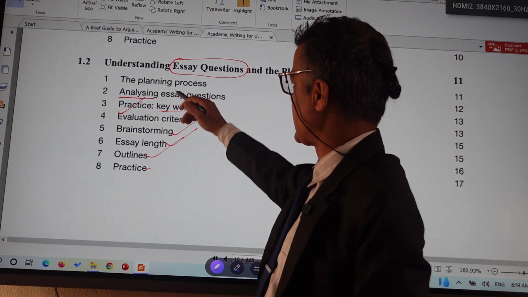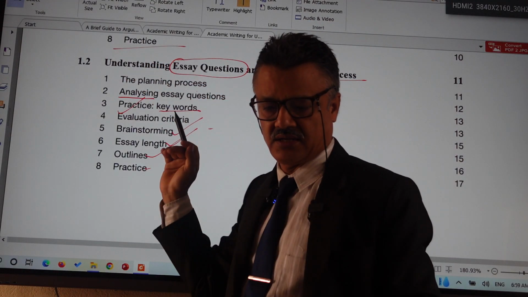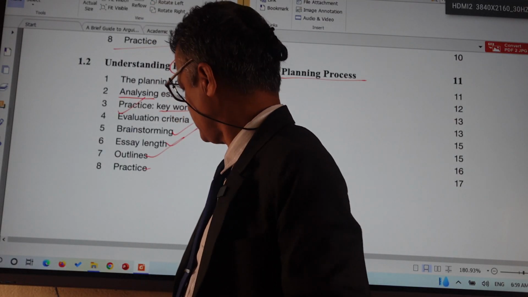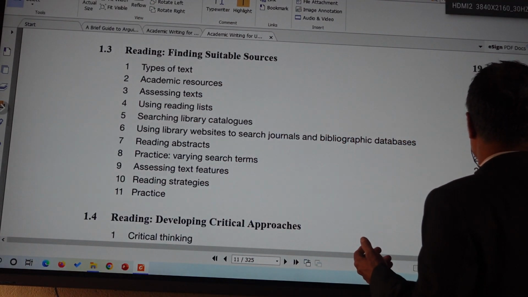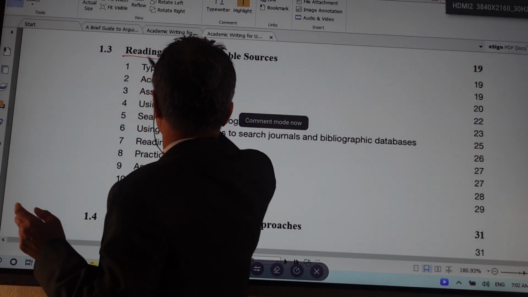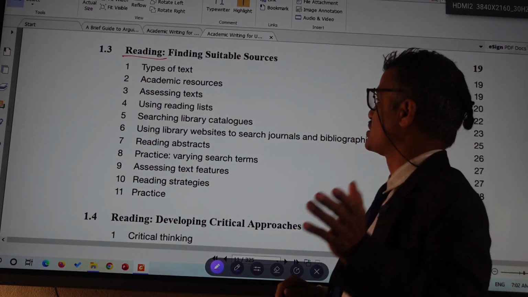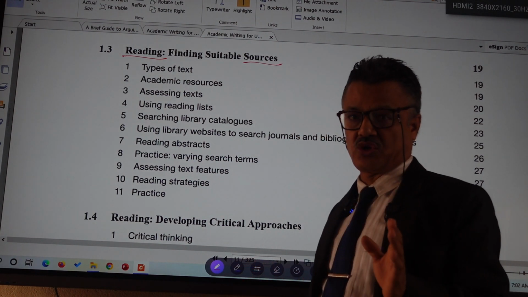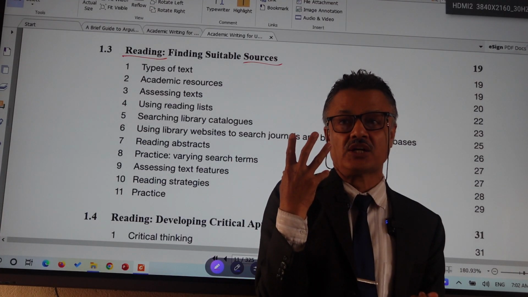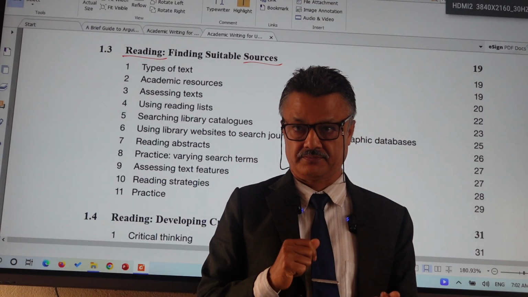This is a book that has practice in every section, right? The teacher Bailey gives you assignments to practice. Then what is academic writing? It requires a lot of reading. Why do you read? You read to find suitable sources. What are suitable sources? Those books which have ideas and information on the topic you want to write about.